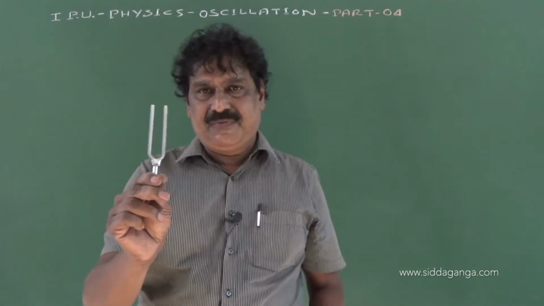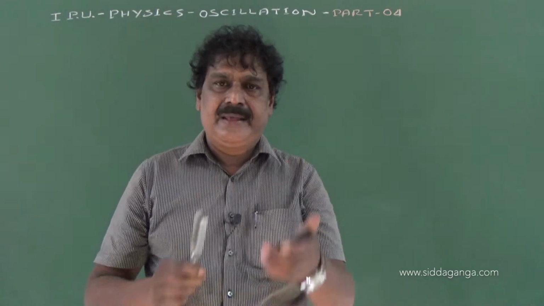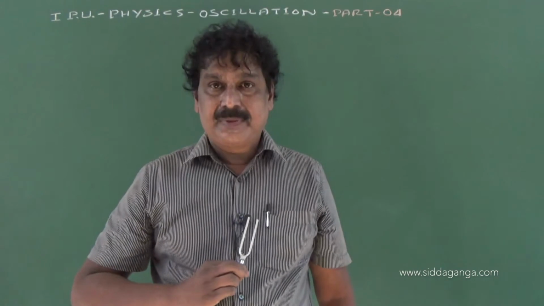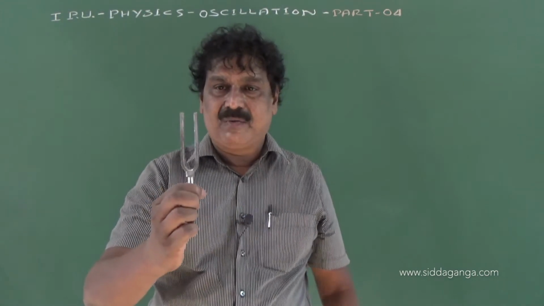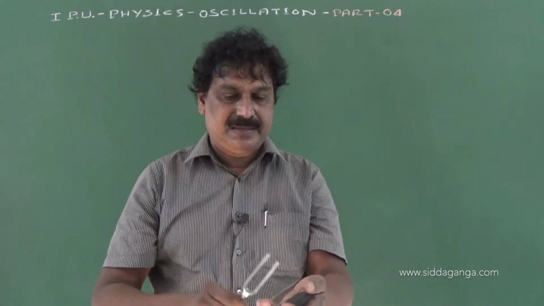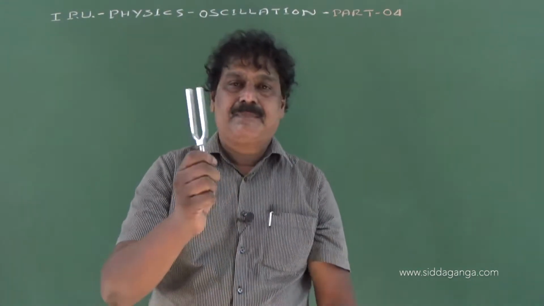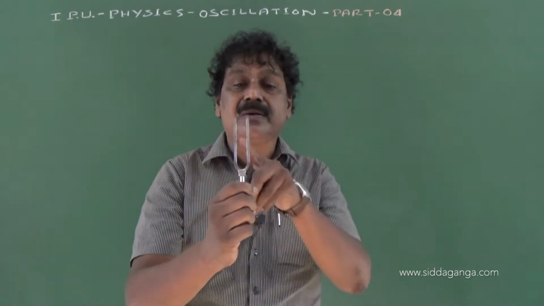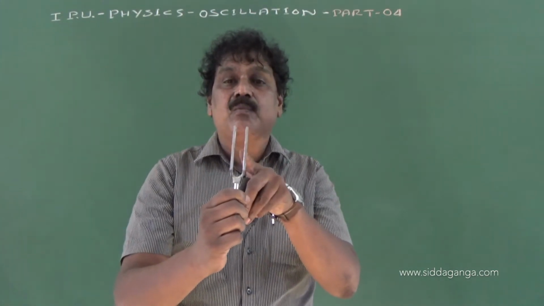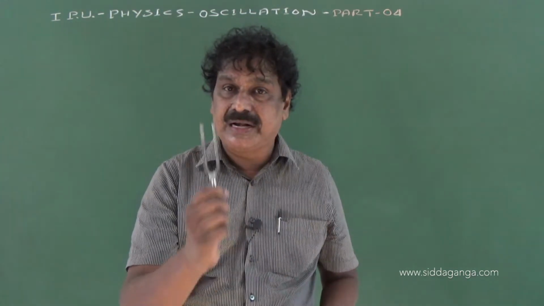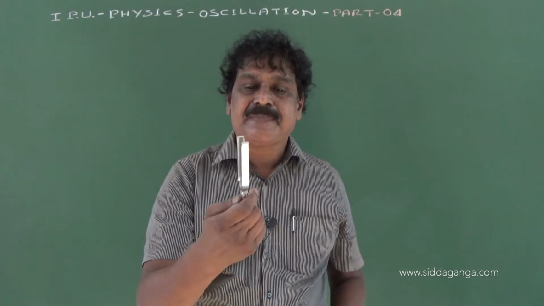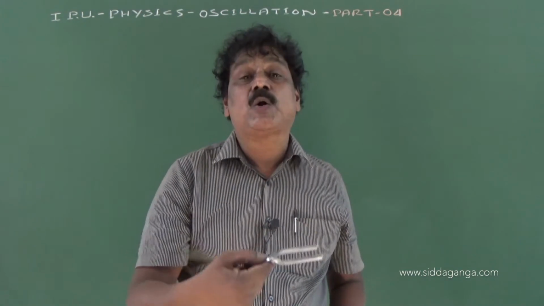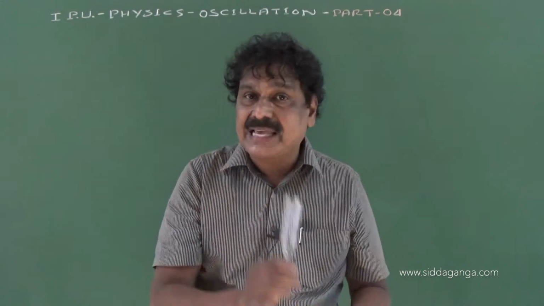Here this is a tuning fork, and this is a hitting pad. When I hit this tuning fork against the pad, you can hear the sound. It begins to vibrate. These two are called prongs, and both the prongs execute simple harmonic motion, but we cannot identify the motion. I cannot see the motion because its frequency is very high. It is about 512 hertz.